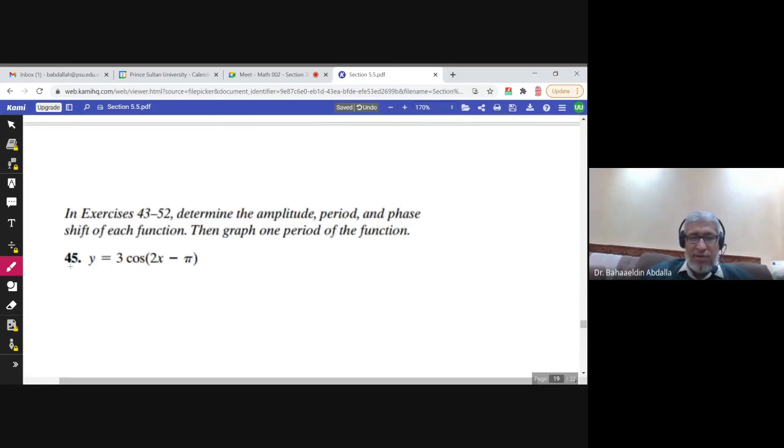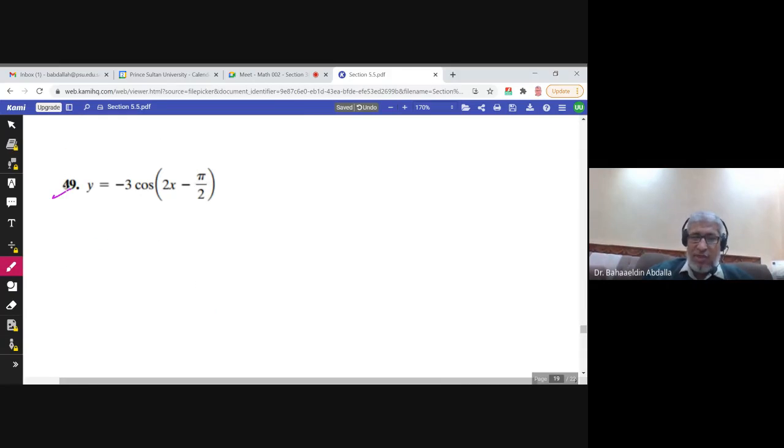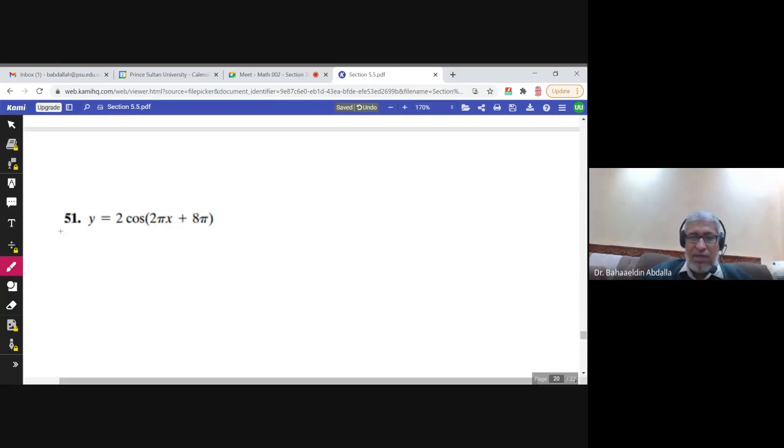I will leave this to you. Please do it similarly. Also this one, okay, do it similarly. We have solved a lot of exercises. I think this is 2. We solve it. Let us solve 51. Okay, let us solve this exercise.